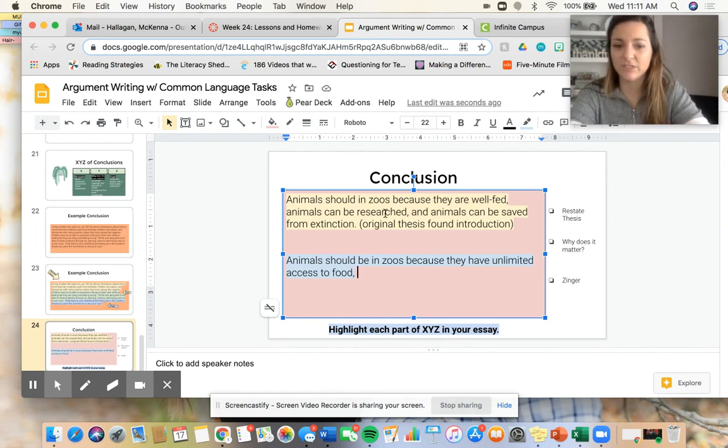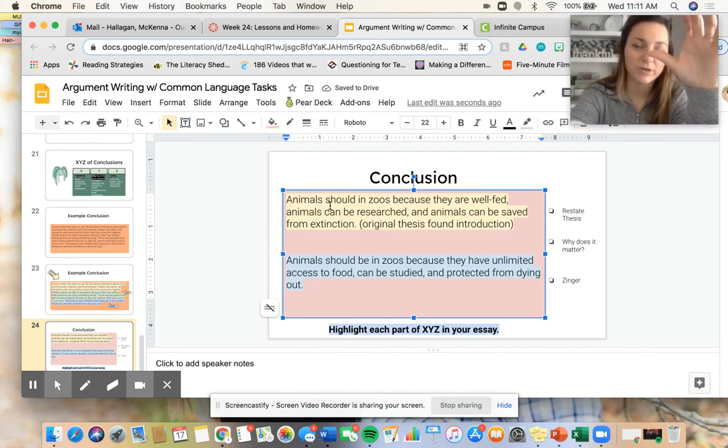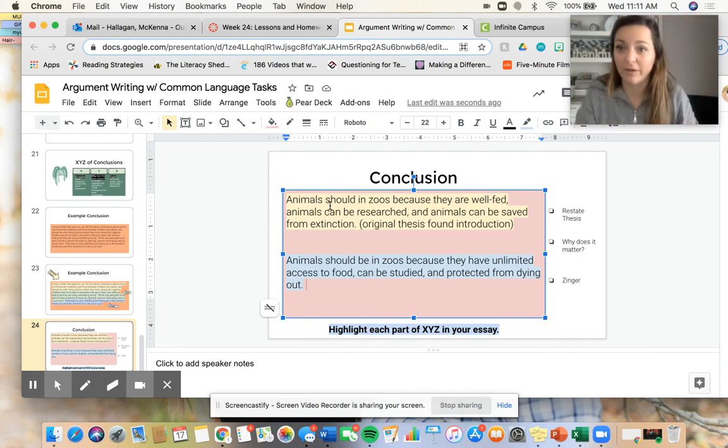For can be researched, you can say it can be studied, and saved from extinction, and protected from dying out. Okay, so I'm rephrasing it a different way. I still match the same reasons. I'm just saying it in a way that's new and fresh. Okay, so that's my original thesis. This is my same thesis, just stated differently in my conclusion.